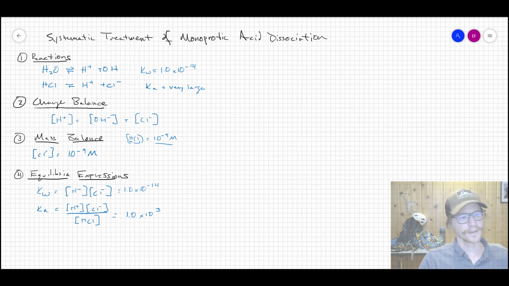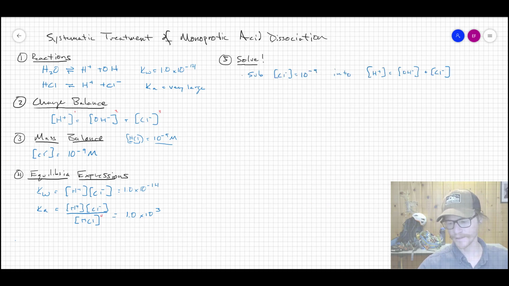Okay, so the last step here would be to count up our unknowns and count up our expressions and see if we have enough to solve this via substitution. So we can look through these. We've got H+, that's 1, OH- is 2, Cl- is 3, and then technically HCl, which we're not really interested in computing, but it is an unknown, would be 4. We've got a charge balance, a mass balance, and 2 equilibrium expressions. So 4 and 4 makes this solvable.